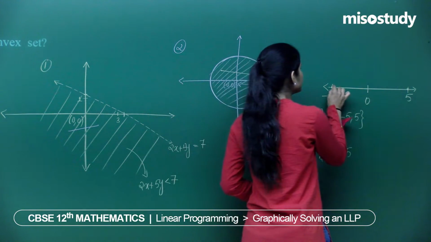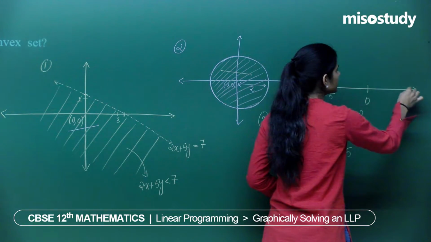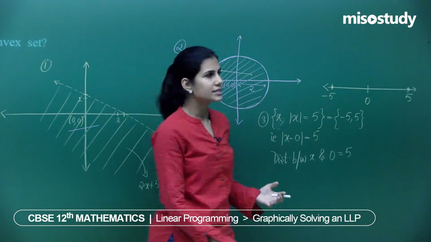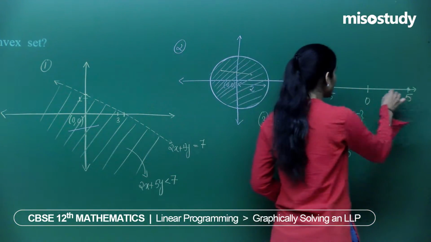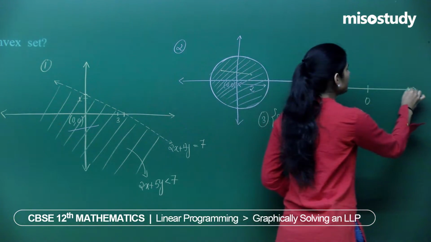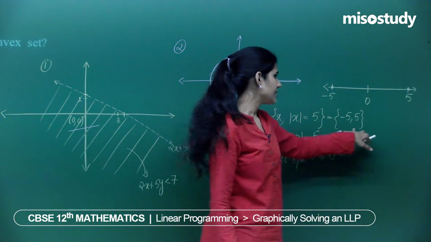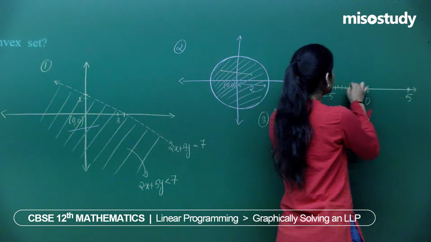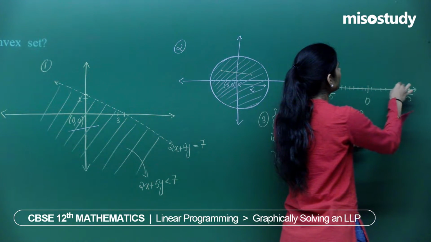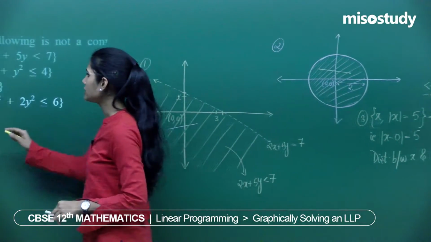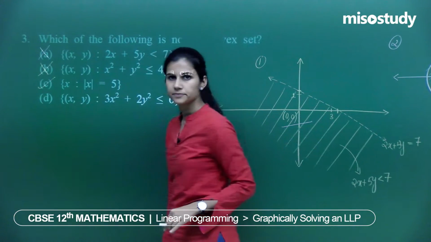No. The set consisting of finitely many discrete individual points can never be a convex set, because if only these 2 points are there in this region, then the straight line joining them is never going to lie in this set, because the straight line joining them consists of infinitely many in-between points which are not there in my set. So it is this particular set which is not a convex set.